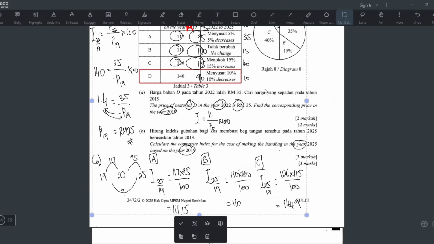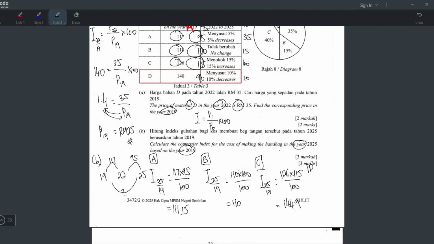All right, enough. That's enough space already. Okay, for D, let's separate it nicely. Now I will do for D. It will be the same thing. I'm finding I for 25, 19.